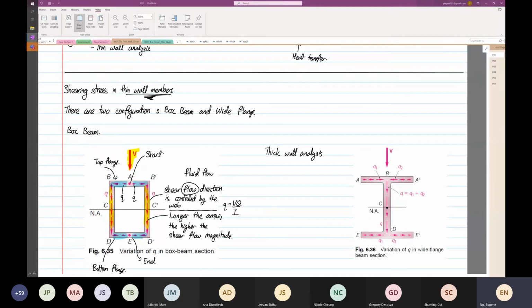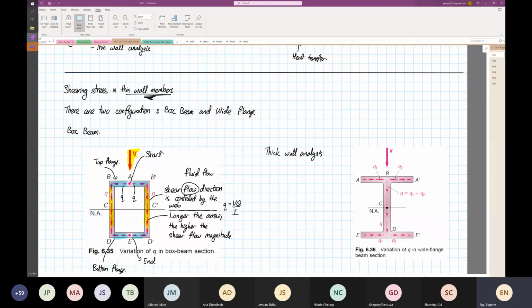Where is my mouse now? My mouse has gone missing. Okay, I'm going to draw a thick wall box beam. So this is the thick wall box beam. Right, so this is thick wall. Now, what is the difference? Let me highlight to you what the difference is.